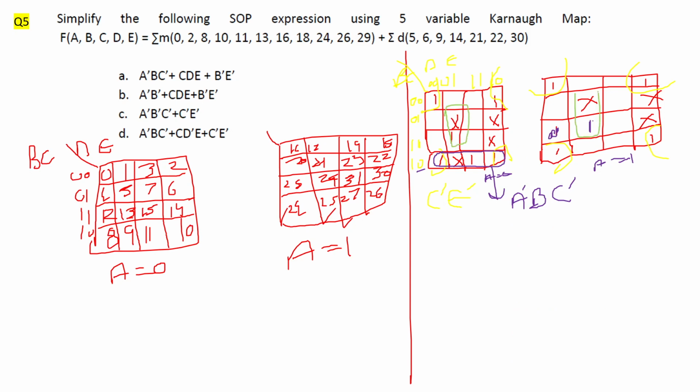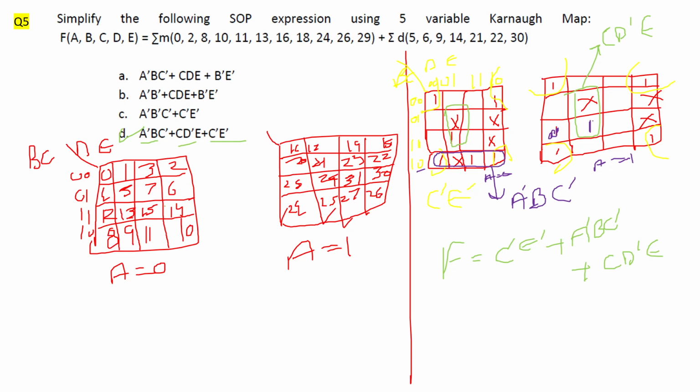This and this, we have a chord, and the term that is coming from this is A is simply changing, and B is changing. So then we have C D complement E. So finally we have F is equal to C complement E complement plus A complement B complement C complement plus C D complement E. So option D was the correct answer.